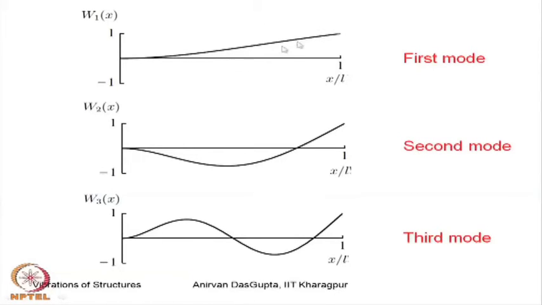So, this is the first mode, characterized by this eigen function. This is the second mode, this is the third mode. So, you can see in the third mode there are 2 nodes, in the second mode there is only 1 node and no nodes in the first mode, and the slope here is 0, the displacement and slope as we expect.